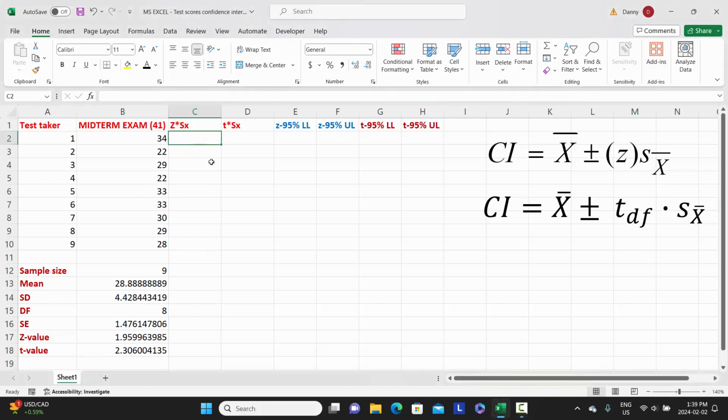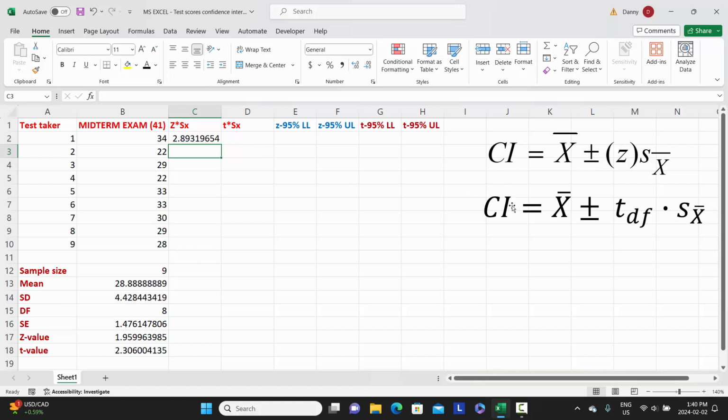So I'm going to highlight C2. And I'm going to hit the equal sign. Now I go look for my z-statistic because that's what I had calculated in the previous video, and I have that labeled right here. I'm going to press Shift 8, and I'm going to multiply that by the standard error of the mean, which I have right here in B16, and I hit enter, and we have a quantity that we apply in the first equation of 2.89 repeated.